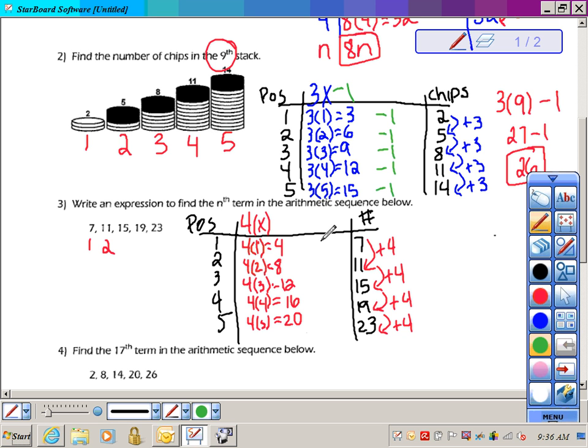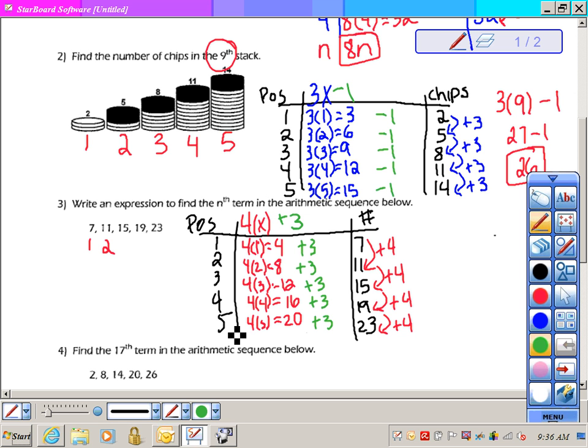How did I get from 4 to 7? Add 3. Good. 8 to 11? Add 3. 12 to 15? Add 3. 16 to 19? 3. And 20 to 23? 3. So my rule needs to be 4 times x. To figure out the nth term, what do I need to do? 4 times x plus 3. 4 times x, or n, plus 3.